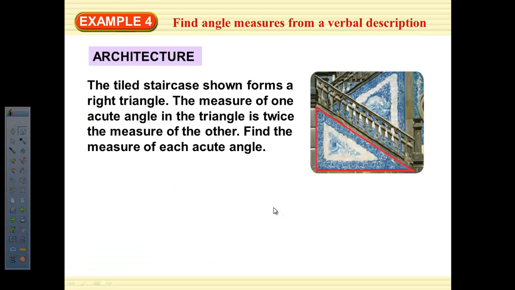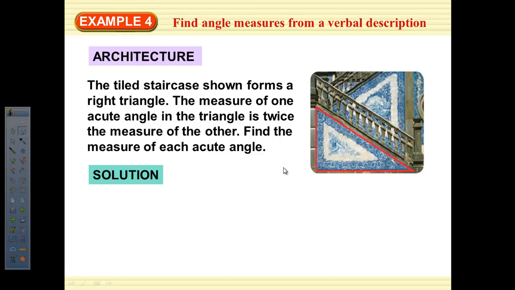For this next one, we have a right triangle here for the staircase. We know that one acute angle is twice the measure of the other one, and we have a corollary to the triangle sum theorem. Remember, the triangle sum theorem tells us if we add all three of these angles, it equals 180. Well, if there's a right angle here, then we know that this is 90 degrees. What's left over is 90 degrees. So the two acute angles here and here will end up equaling 90 as well.